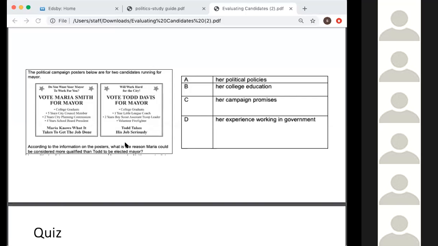I'm pretty sure Justin was a Boy Scout. Okay. All right, guys, we're going to stop it there.